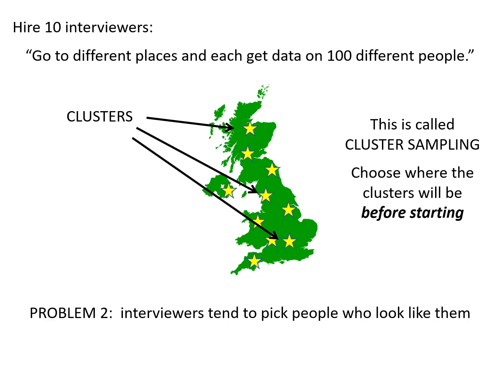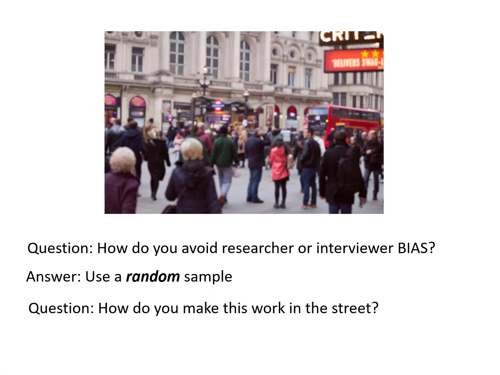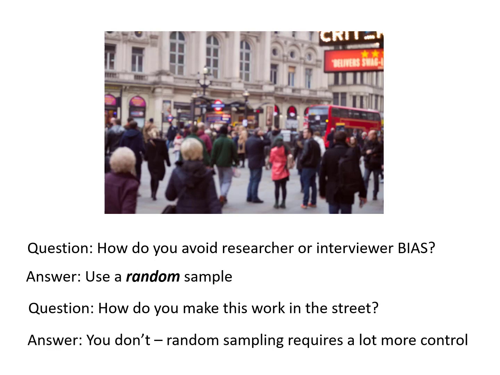How do you address this problem of interviewer bias? Well, you very often hear people saying, use a random sample. How exactly do you go about taking a random sample at Piccadilly Circus? You can't exactly ask everyone in the street to stop while you hand them all raffle tickets and call them out. In practice, you don't get a random sample by going into the street. Random sampling requires a lot more control, and for this reason, serious social research tends not to be done by people with clipboards in the street.